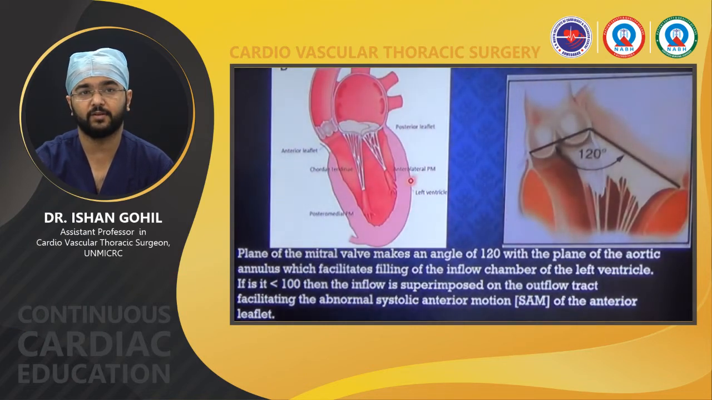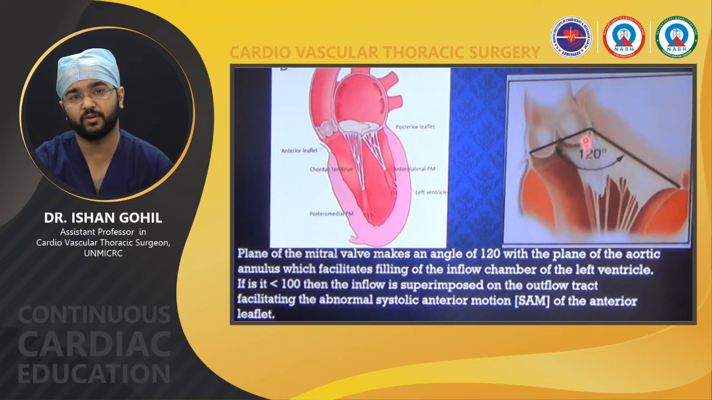The plane of the mitral valve makes an angle of 120 degrees with the aortic valve. It is having a continuity with the aortic valve, which we have seen previously. It is because of the fibrous trigone, and the AML continues with the aortic valve. The plane of the mitral valve makes a 120 degree angle with the plane of the aortic annulus, which facilitates the inflow of the chamber in the left ventricle.